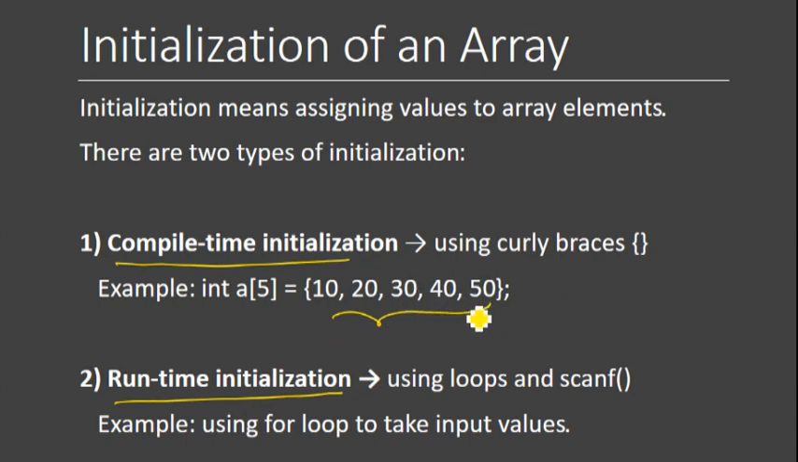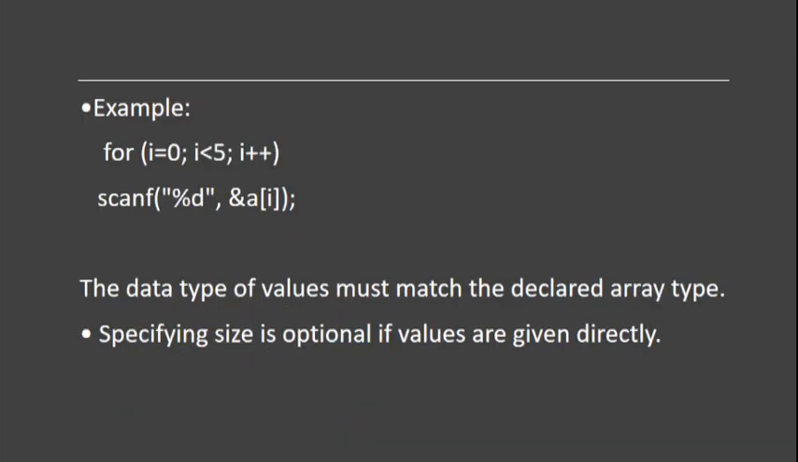So when you are writing the program, you are going to assign the values to the array. For dynamic allocation or runtime allocation, we are going to use a for loop and scan function. We are going to assign values to the array while the program is being executed, or while the program is running. So in this way, we assign the values at runtime. I'll discuss it in the program.